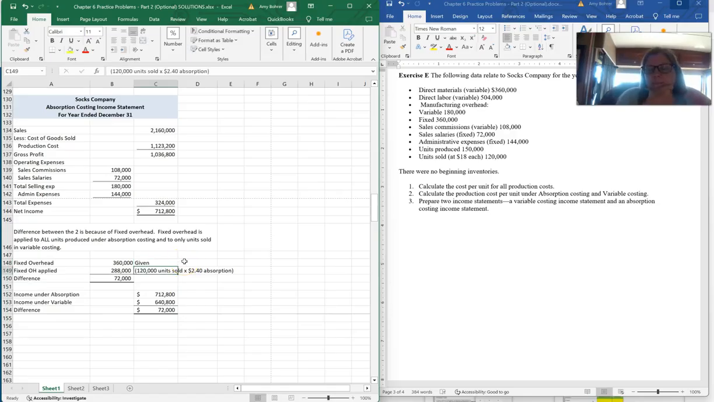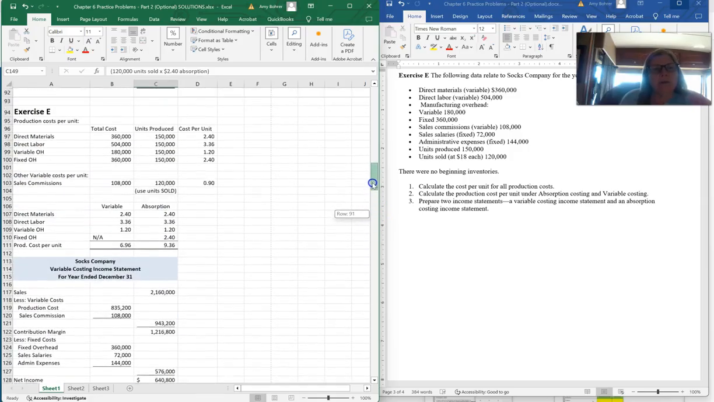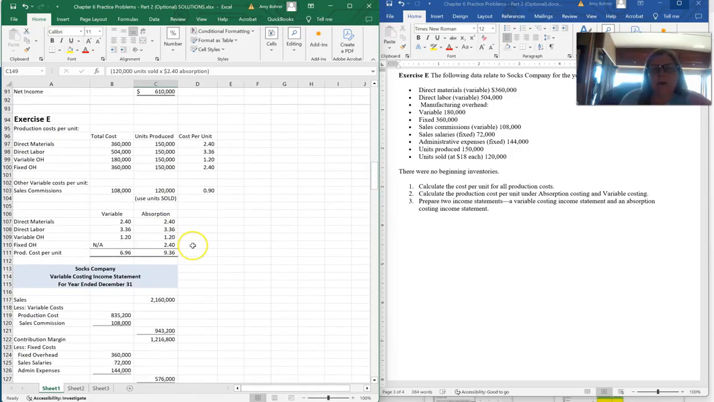Okay? So you'll have a problem very similar to this in homework. So hopefully that will help you out. So remember, the absorption costing method absorbs all of the production costs, your direct material, your direct labor, your variable, and your fixed overhead, all four of them. Okay? The variable costing method is your direct materials, your direct labor, and the variable overhead. It does not include the fixed overhead.